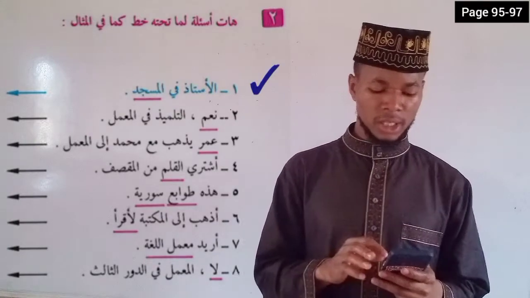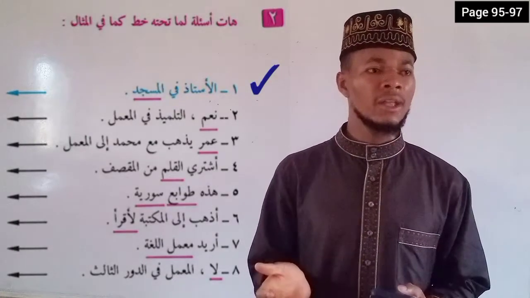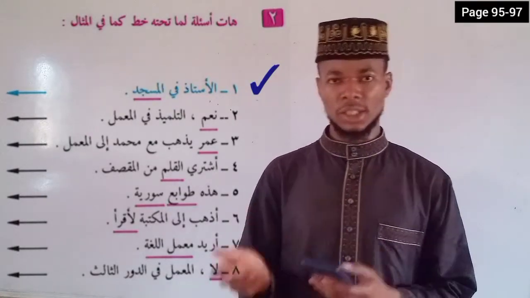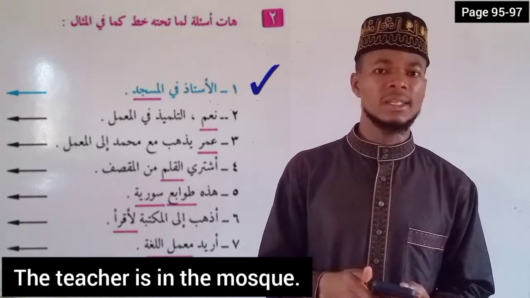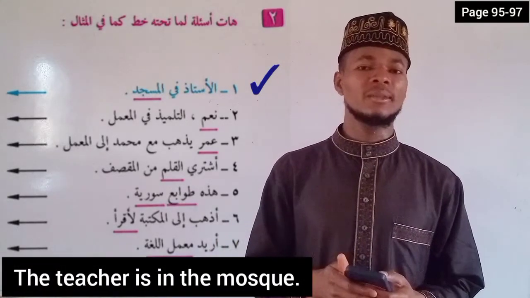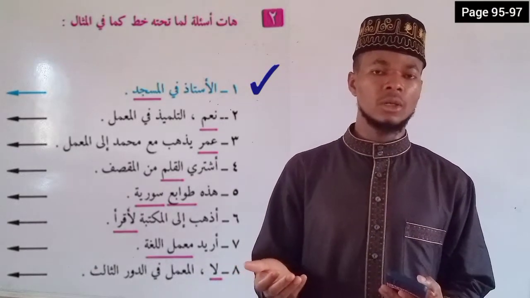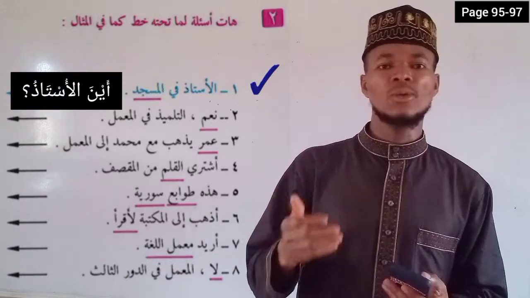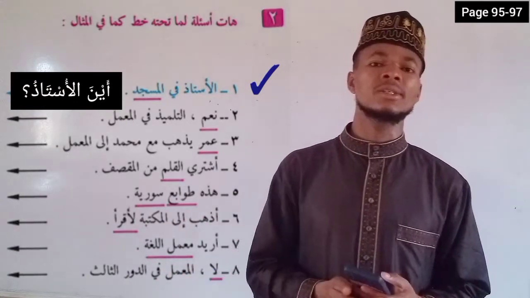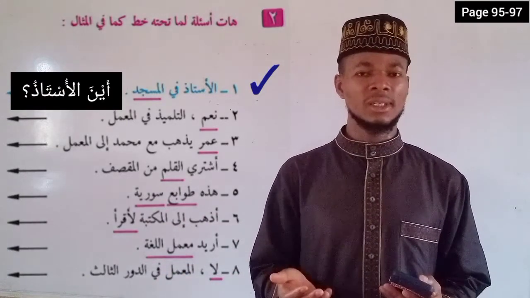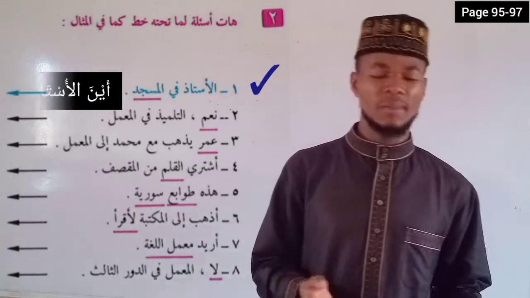So the first sentence we have is Al-Ustadu fil Masjidi. The teacher is in the mosque. So here we can ask the question, where is the teacher? So now we see Aina al-Ustadu. Where is the teacher? So after that we see Al-Ustadu fil Masjidi.